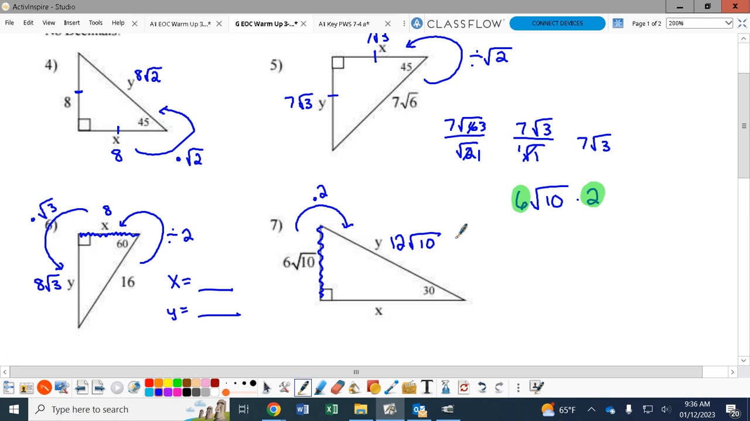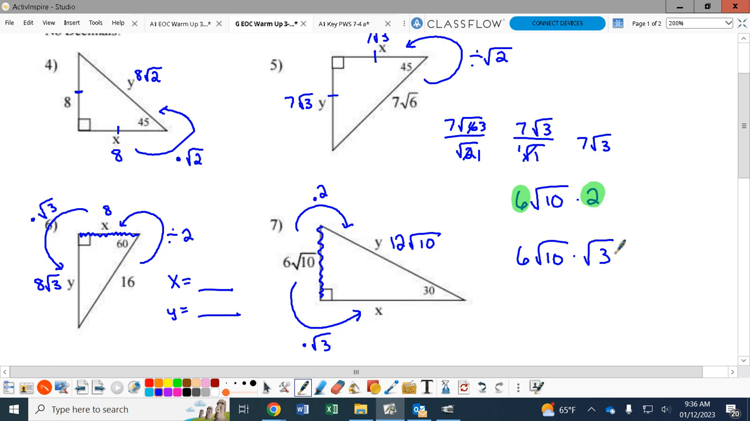Okay. The other side is very similar, but instead of multiplying the ones on the outside, you're multiplying the ones on the inside. So when you go from here to here, what's the magic number between the short leg and the long leg? Square root of 3. And we would be multiplying. So 6 square roots of 10 times the square root of 3.